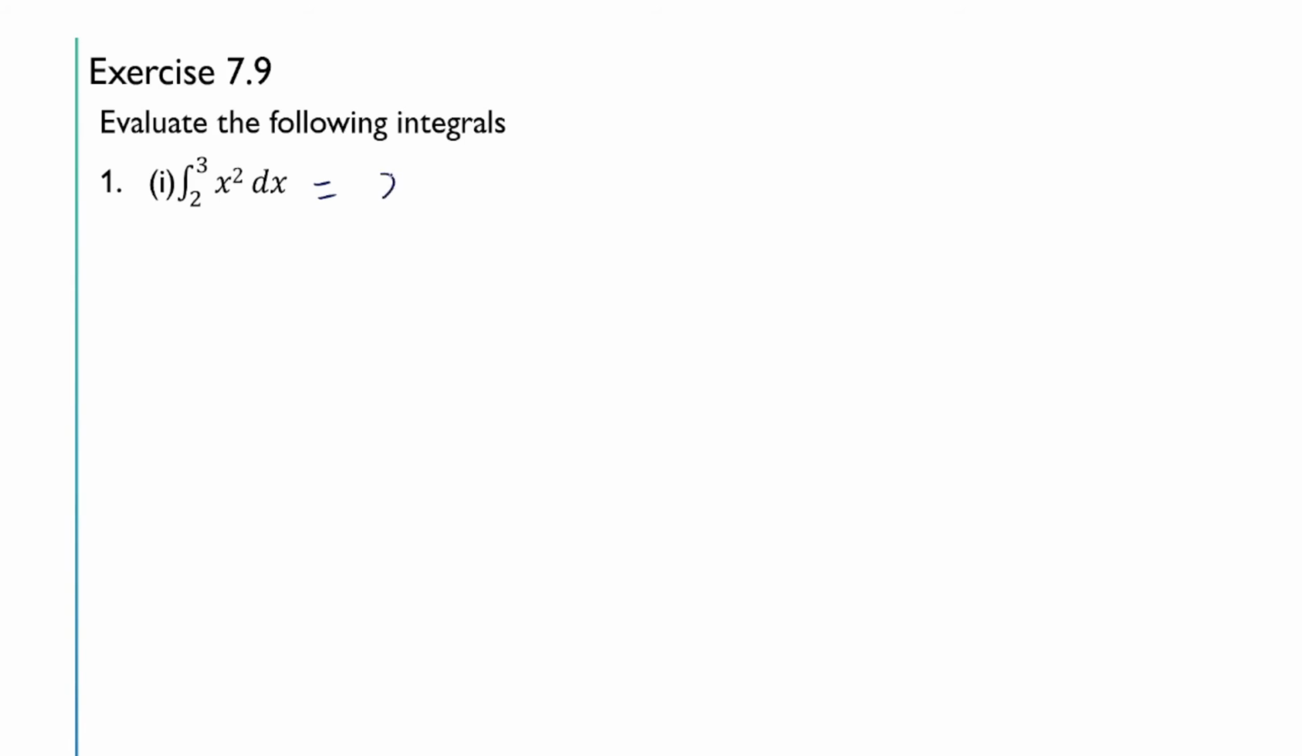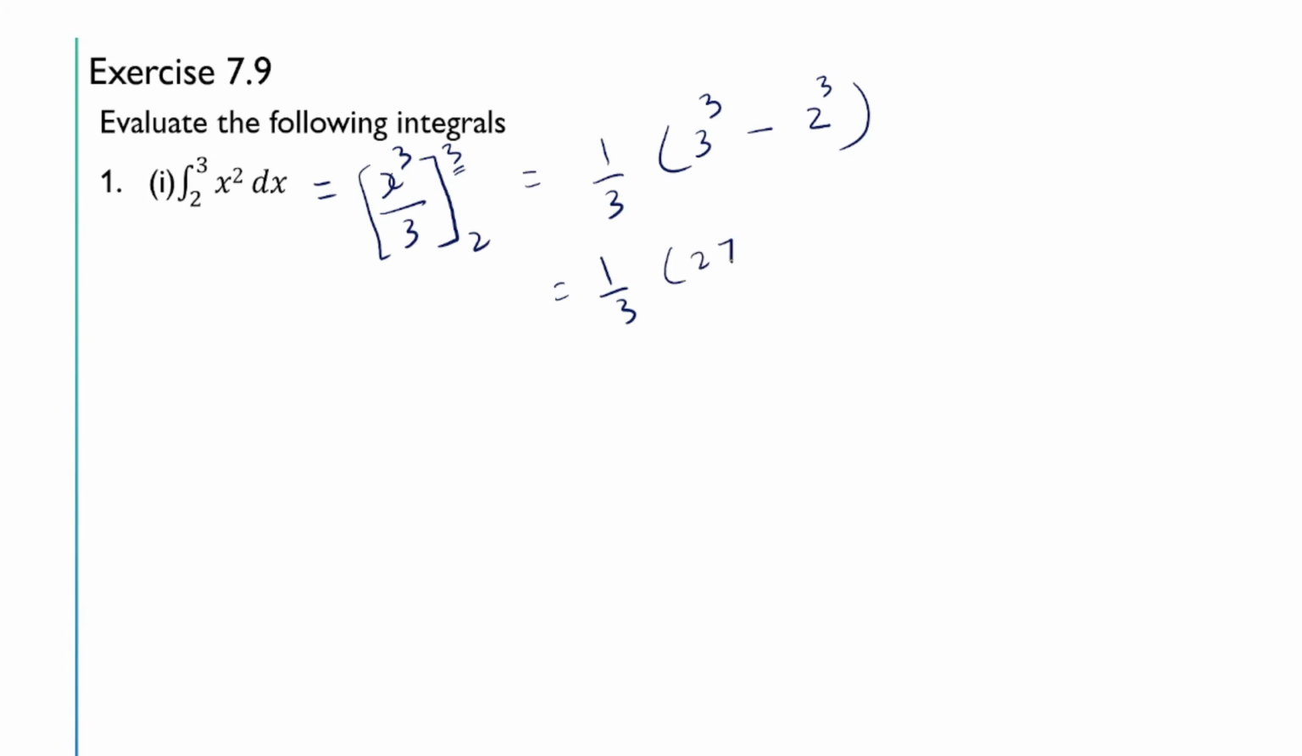So integral x square dx is x cube upon 3 with the limits 2 to 3. So this is equal to 1 by 3, we can take it outside. First we have to substitute the upper limit. Upper limit is 3. So it is 3 cube minus, then substitute the lower limit 2 cube. So this is equal to 1 by 3 into 27 minus 8. So this is 19 upon 3.